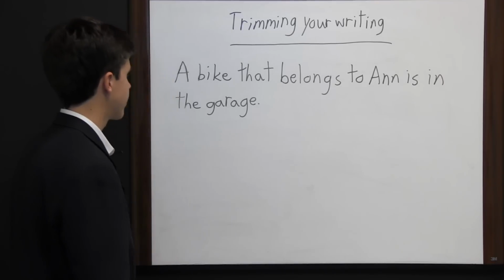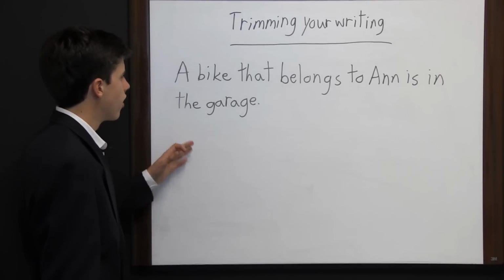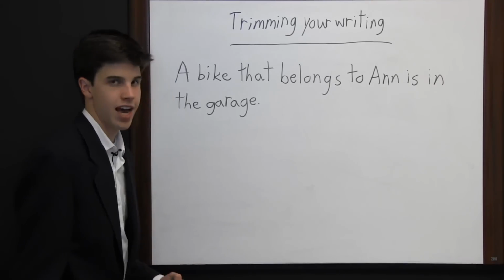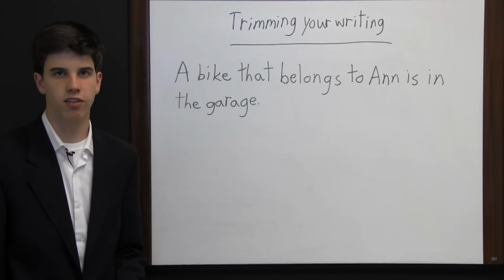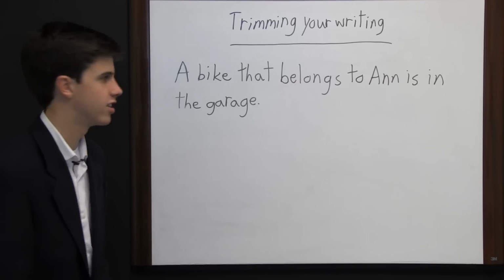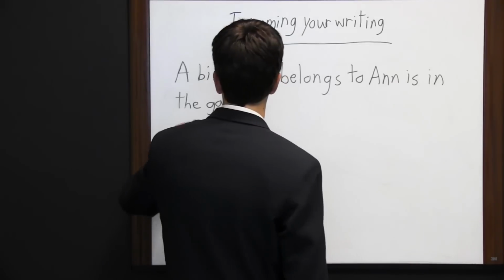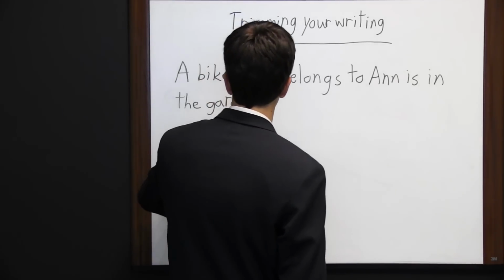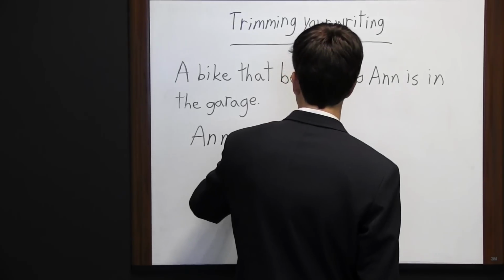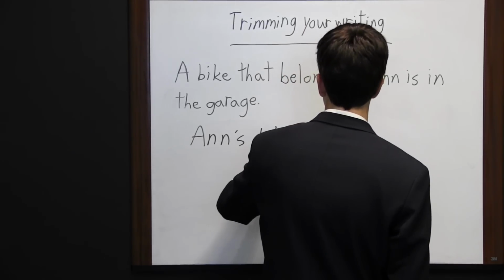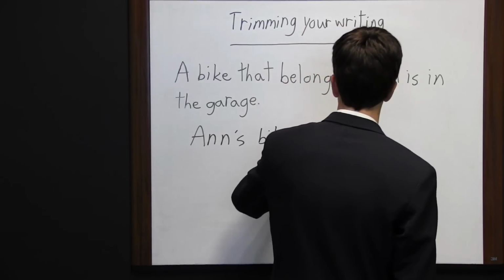A bike that belongs to Anne is in the garage. The writer of this sentence is able to express accurately what they want to say. However, their sentence could be trimmed down a little bit because there are extra words in this sentence. So by making Anne possessive, this sentence could be shortened by quite a bit. Anne's bike is in the garage.